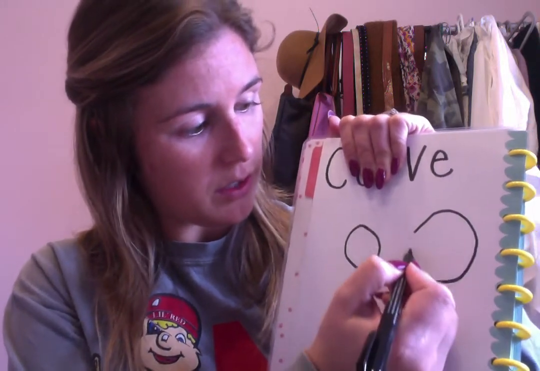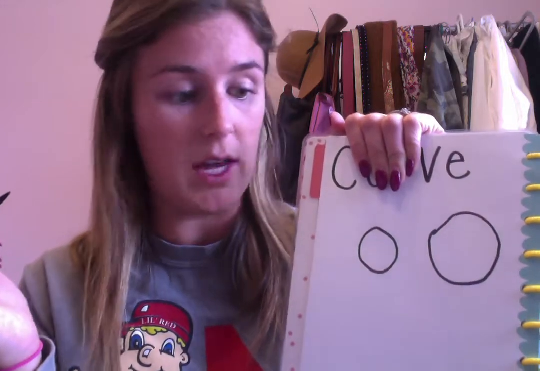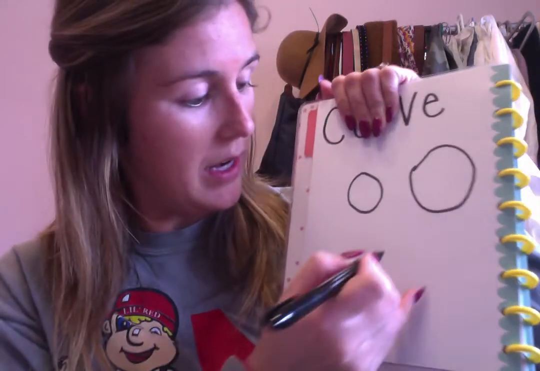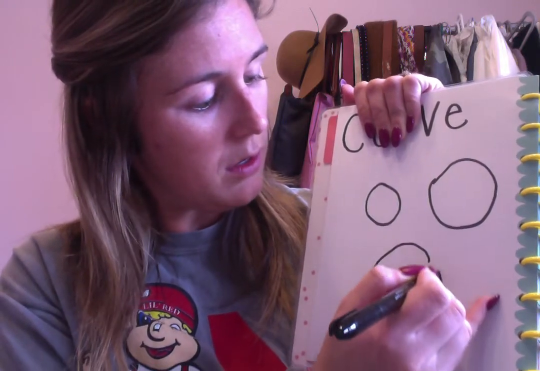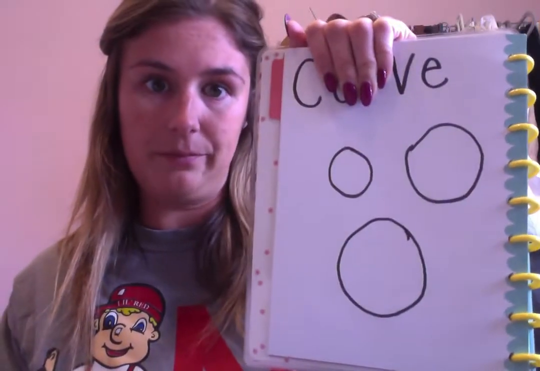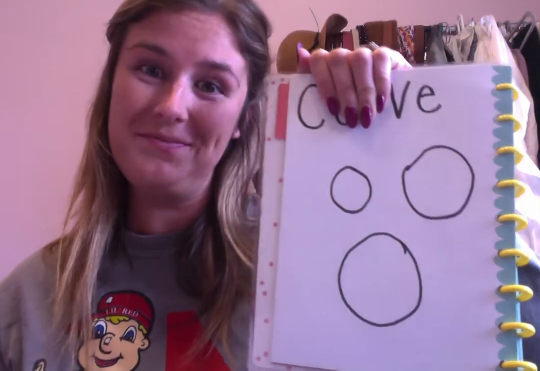Let's try again. Ready? Let's make another circle. A curve and no sides or vertices. Let's try one more. Ready? Let's draw a circle. It has a curve and no sides or vertices. Did you make a circle? Good job. Now we're going to move on to squares.